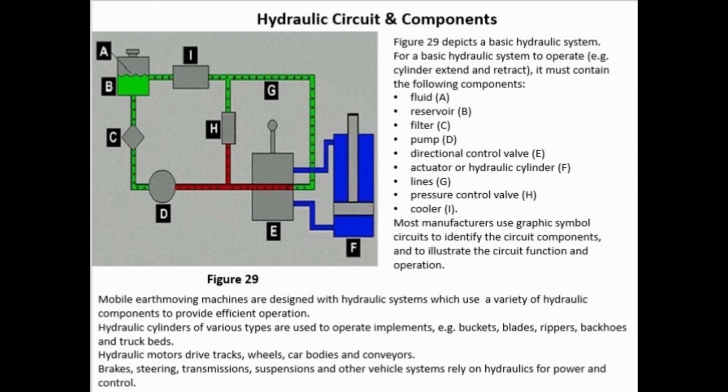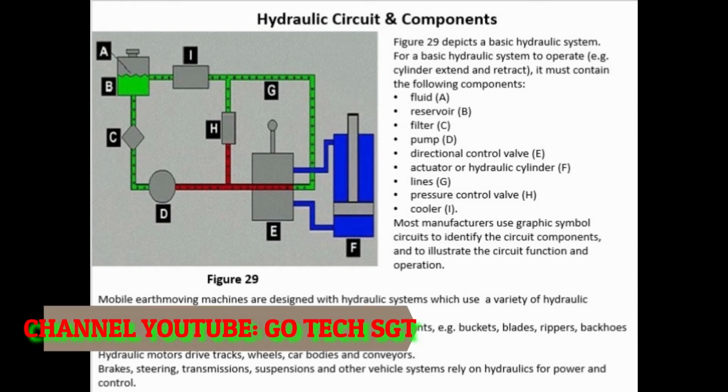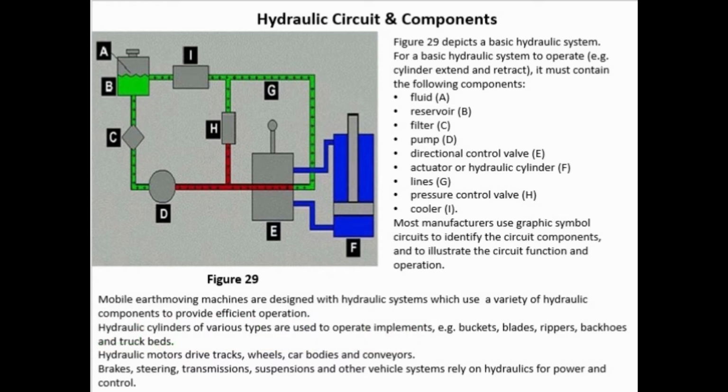Hydraulic circuit and components. Figure 29 depicts a basic hydraulic system. For a basic hydraulic system to operate, e.g., cylinder extend and retract, it must contain the following components. Fluid. A. Reservoir. B. Filter. C. Pump. D. Directional control valve. E. Actuator or hydraulic cylinder. F. Lines. G. Pressure control valve.